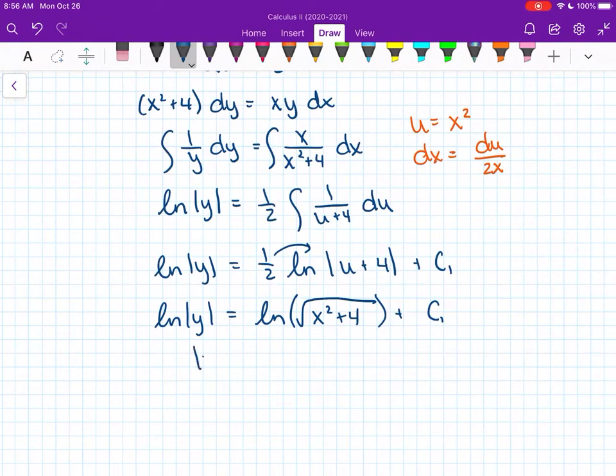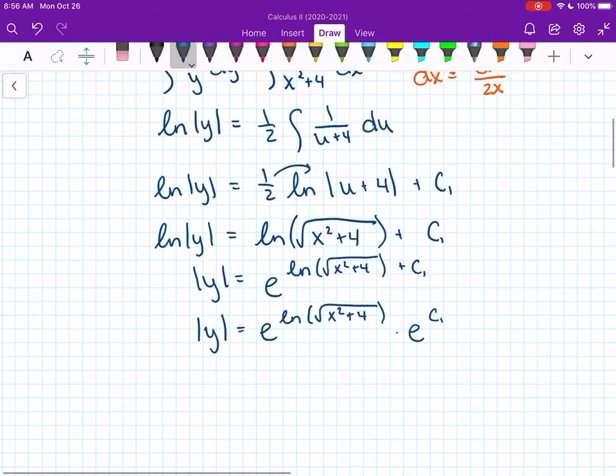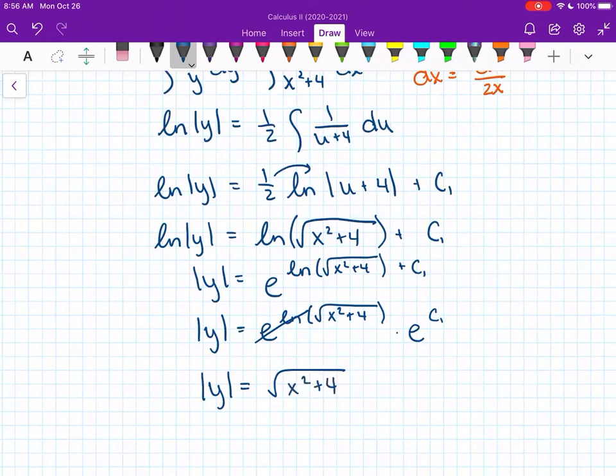And now I'm going to go ahead and put it into exponential form. So the absolute value of y equals e to the natural log of the square root of x squared plus 4 plus c sub 1. Go ahead and split those into two different exponential factors. So the natural log over here times e to the c sub 1. So then I'm going to cancel my natural log here with the e. So then I get the absolute value of y equals the square root of x squared plus 4 times e to the c sub 1.